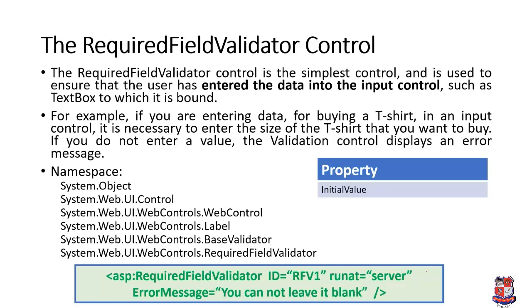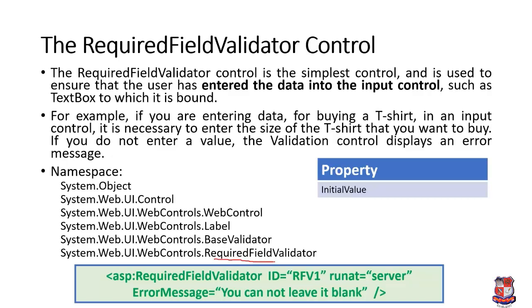The namespace hierarchy for required field validator is: system.object, system.web.ui.control, system.web.ui.webcontrols.webcontrol, system.web.ui.webcontrols.label, system.web.ui.webcontrols.basevalidator, system.web.ui.webcontrols.requiredfieldvalidator.